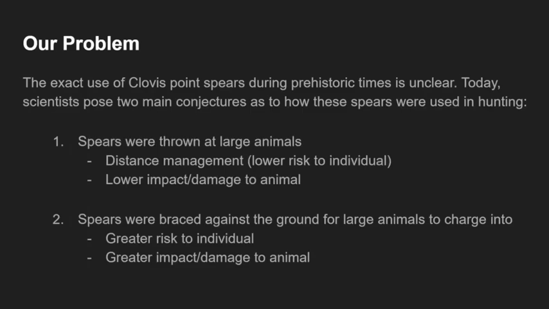To start our problem, we were looking at close point spears during prehistoric times. There were two main conjectures that have been posed about how these spears are used in hunting. The first was that spears were thrown at large animals. This allowed for distance management at the cost of lower damage to the animal. The second conjecture was that spears were braced against the ground for large animals to charge into, causing greater risk to the individual but greater damage to the animal.